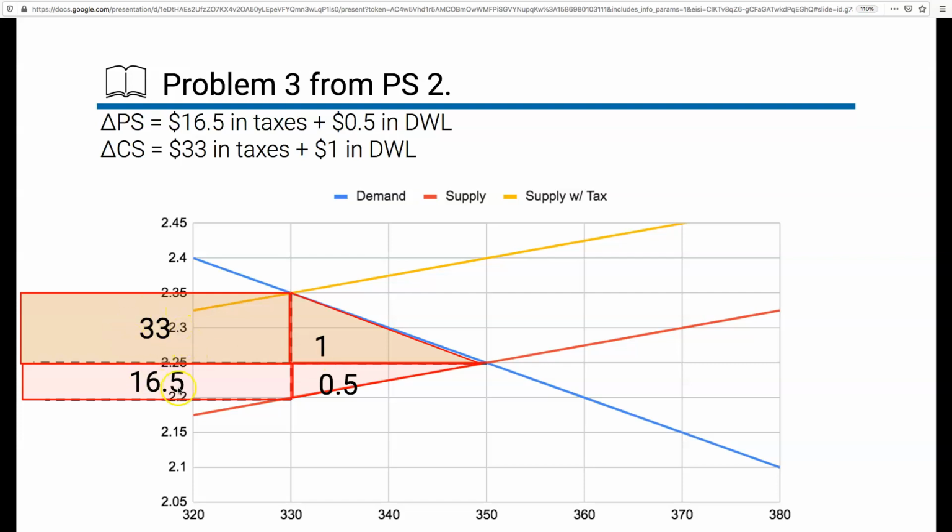And if you add up the 2 areas of the rectangles, you'll get the 49.5, the tax revenue, and if you add up the areas of the two triangles, you get 1.5, the deadweight loss. So this is the breakdown of what is going on in this story when a 15 cent per unit tax is introduced into a competitive market.